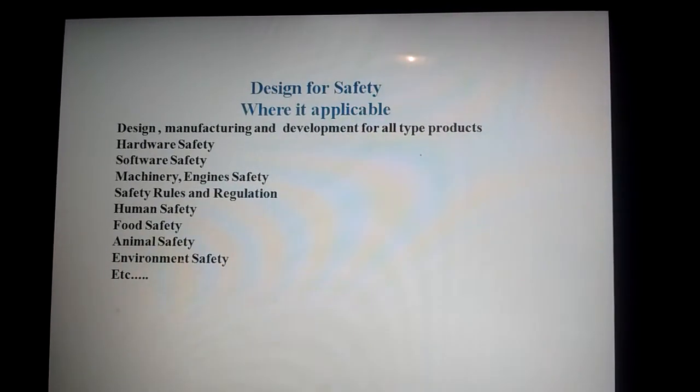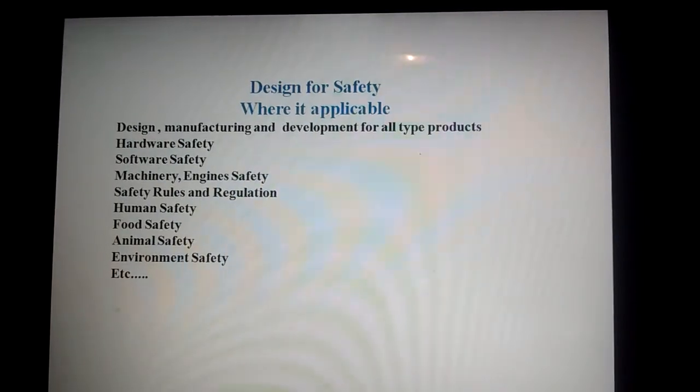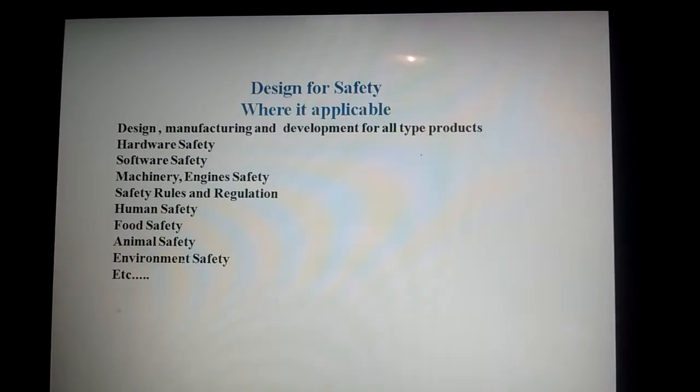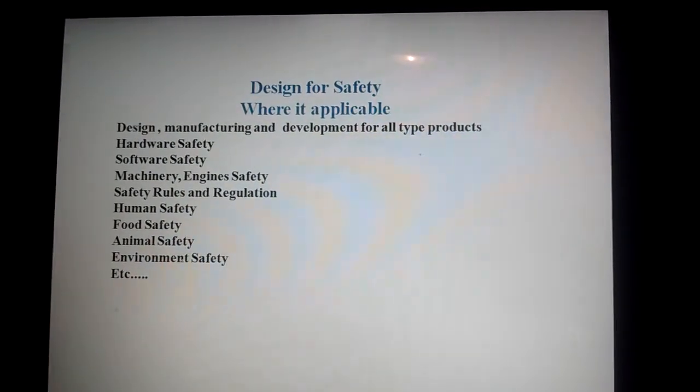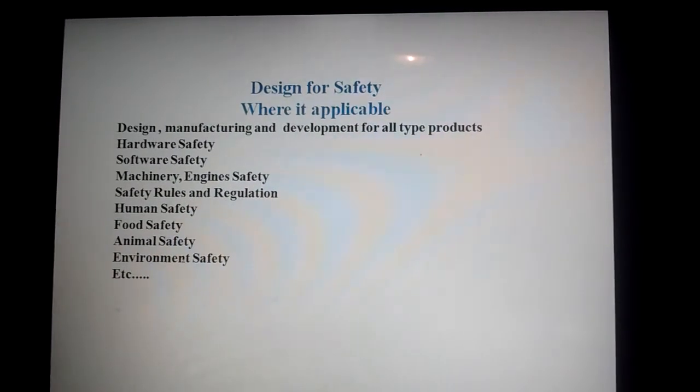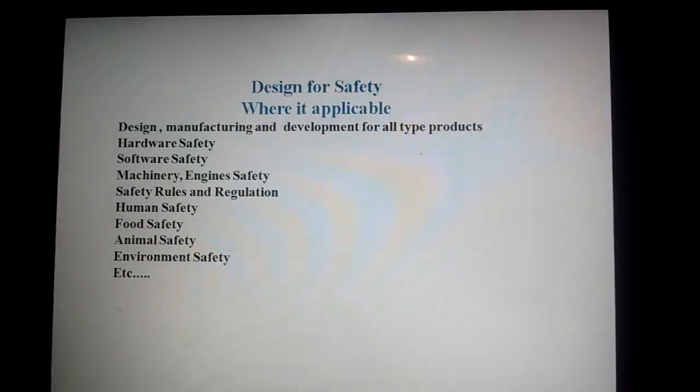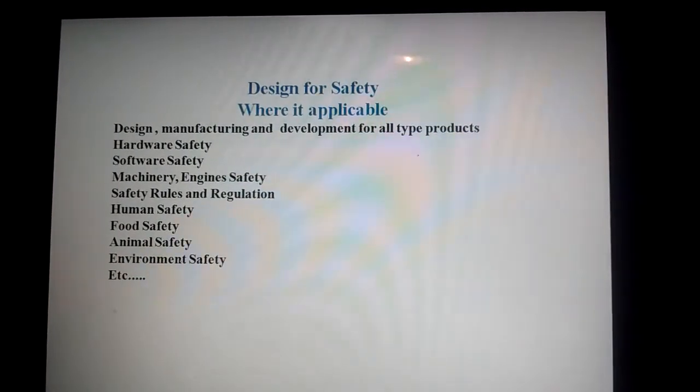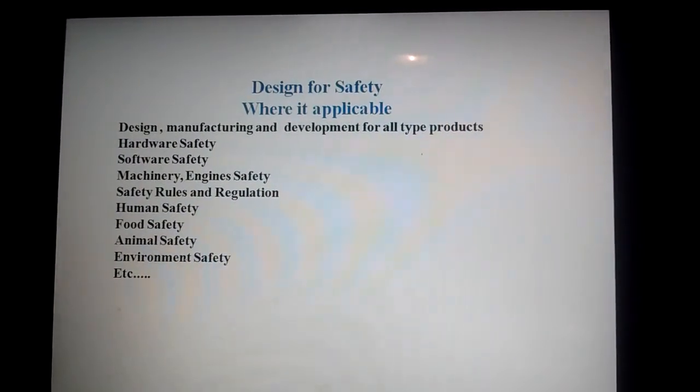So safety is the main parameter, and you can say this applies to the product as well as to the human. So you should consider safety while designing and manufacturing these products.